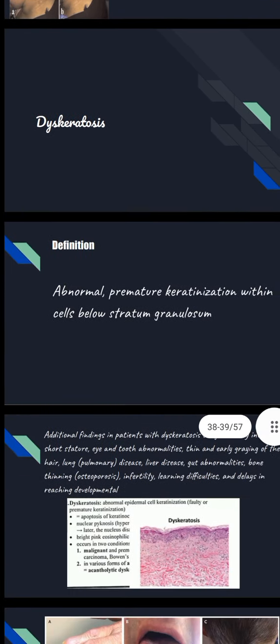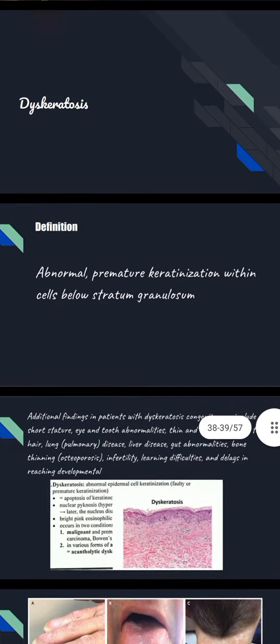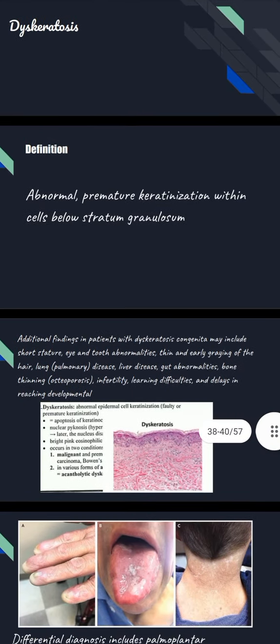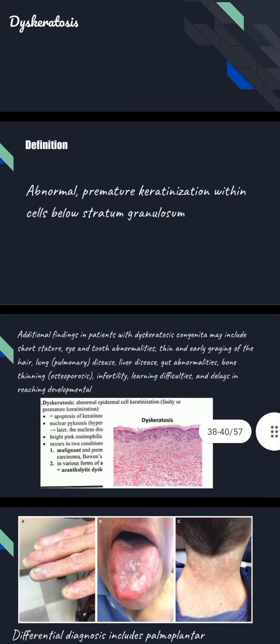The second one is dyskeratosis, abnormal premature keratinization within the cells below stratum granulosum. Additional findings in patients with dyskeratosis congenita may include short stature, eye and tooth abnormalities, thin and early graying of the hair, lung, pulmonary diseases, liver diseases, gut abnormalities, bone thinning, osteoporosis, infertility, learning difficulties, and delays in reaching developmental milestones.